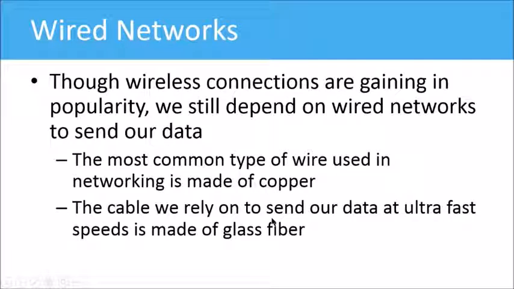All right, so wired networks. They're really important. And as easily accessible and widely used as wireless connections are, we still depend on wired networks to send our data. Because even if we're using our phone, that phone is connecting to a wireless access point, and that wireless access point is probably connected by a wire to a switch. The most common type of wire used throughout networking is made of copper. It's called a twisted pair cable. And the cable that we rely on to send our data super long distances at ultra fast speed is made of glass fiber.